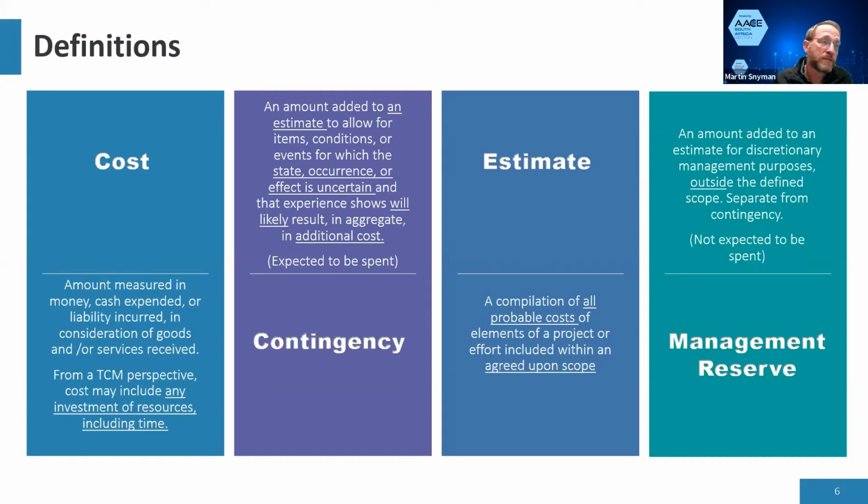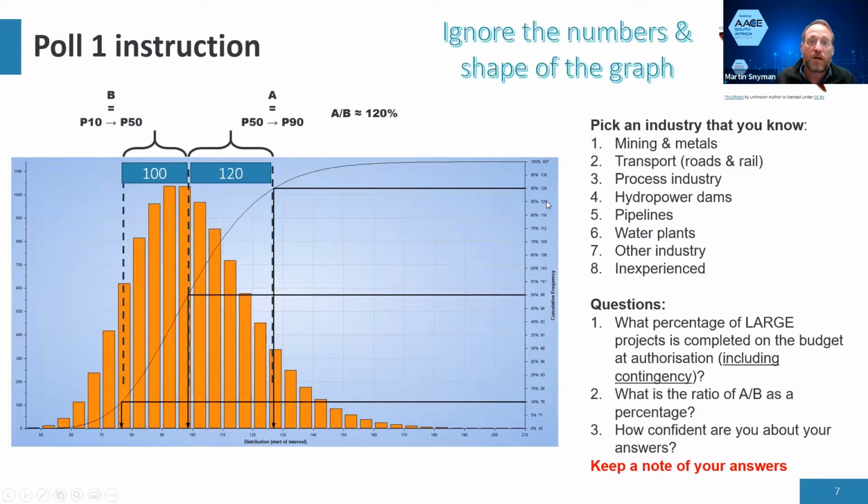Then the management reserve, which is a term that some people are not familiar with. It's basically money that's outside of the contingency and the estimate, and it's not normally expected to be spent. Expected in this case, 100%. So if there's like a 50% chance of you spending it, it most probably should be a management reserve item. Good.